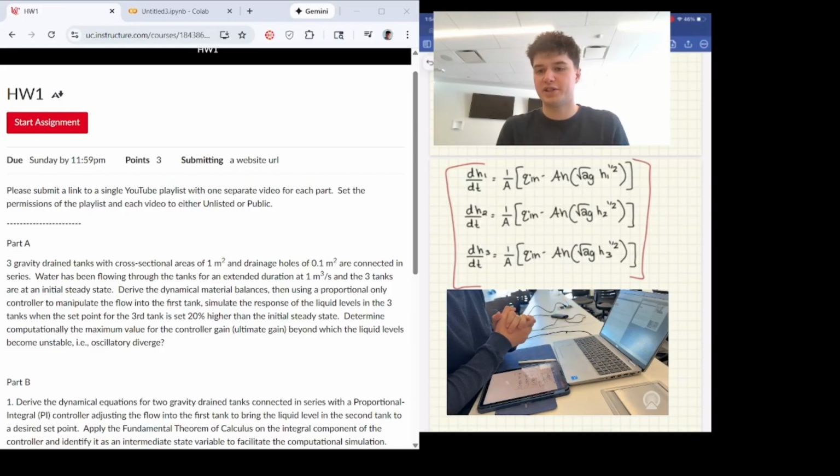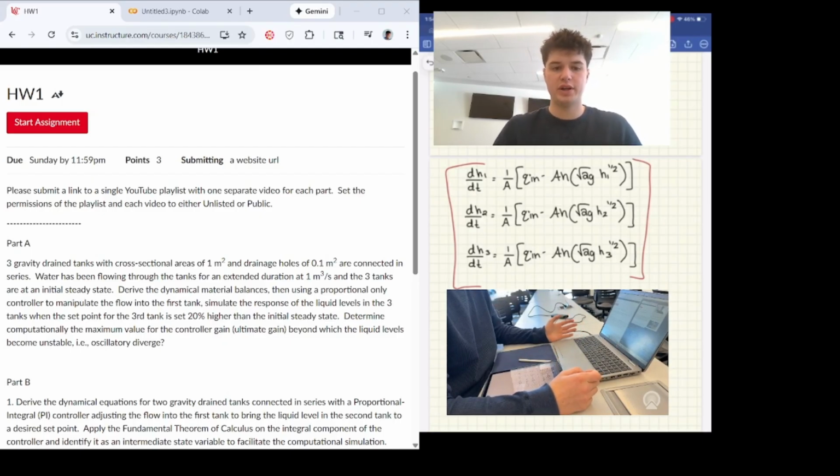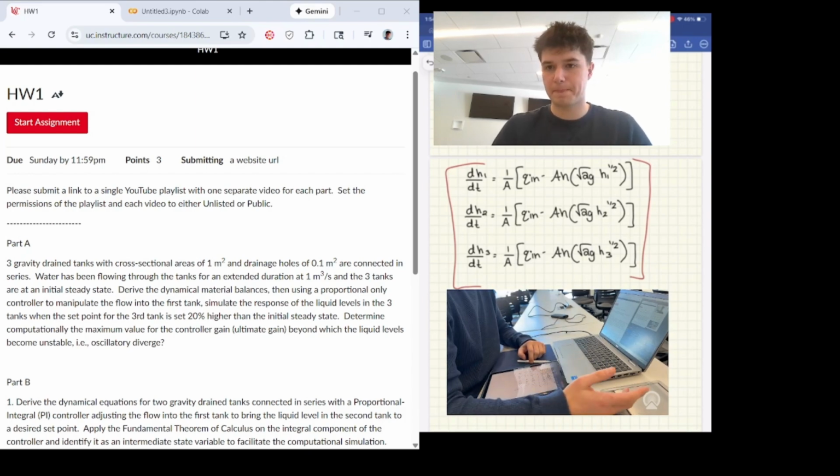All right, I adjusted the camera angles so we are able to better understand what I'll be coding in Colab. And as you can see in part A here on the left side of your screen, we're going to be using Colab to simulate this process that we just derived the equation for with 3 tanks. And then we're actually going to go into finding the maximum value of the controller gain, which will be the barrier between a stable system and an unstable system.